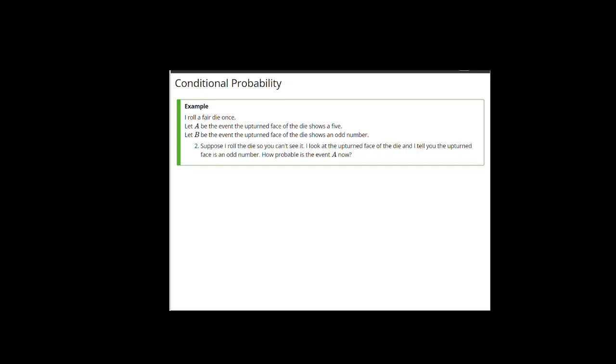Now suppose I roll a die so that you can't see it. If I look at the upturned face, and I tell you that the upturned face shows an odd number, how probable do you think is the event A? There are 3 odd numbers, 1, 3, 5. You have no reason to believe that any one is more likely than another. So if you were to guess the probability of 5 in the light of this new information, I think you would guess 1/3. This is an example of a calculation of conditional probability.